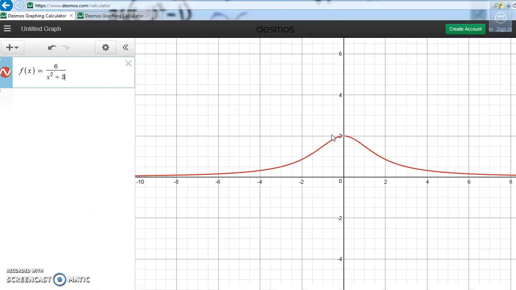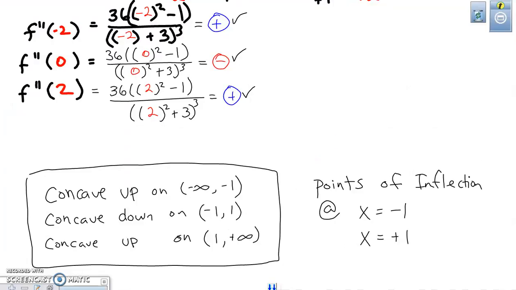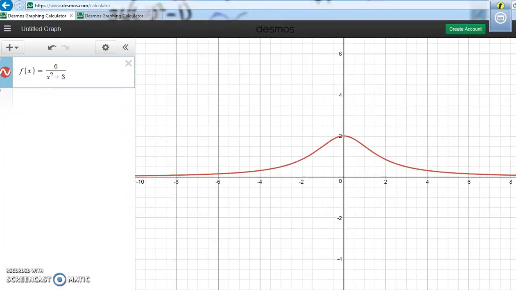Okay, so we can see that at positive 1 and negative 1, well, we ran out of time, but that was the graph and the points of inflection. That is it.